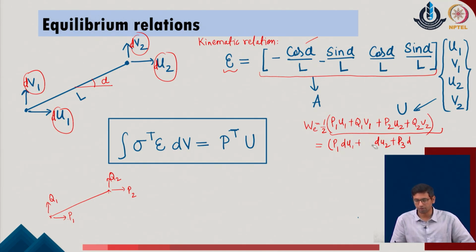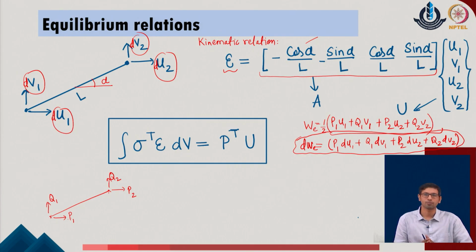So, similarly P1 d of U1, Q1 d of V1 in the given system, and then P2 with respect to d of U2 component and Q2 with respect to d of V2 component in the given system. So, this could be defined as a small change in the external work done in the given system. We can consider that this is the expression described with respect to the external work done, or the work done by the nodal forces of the given system.